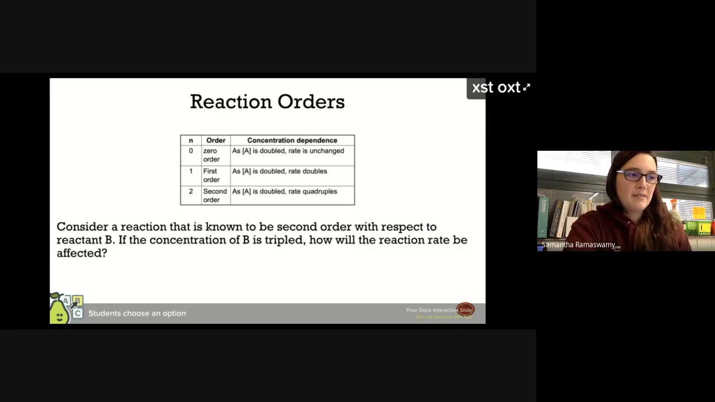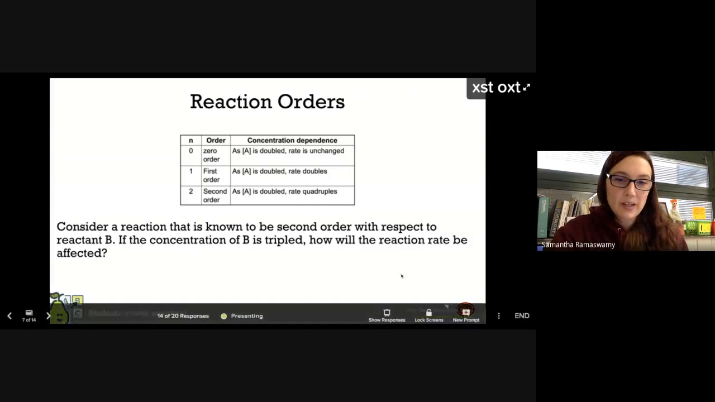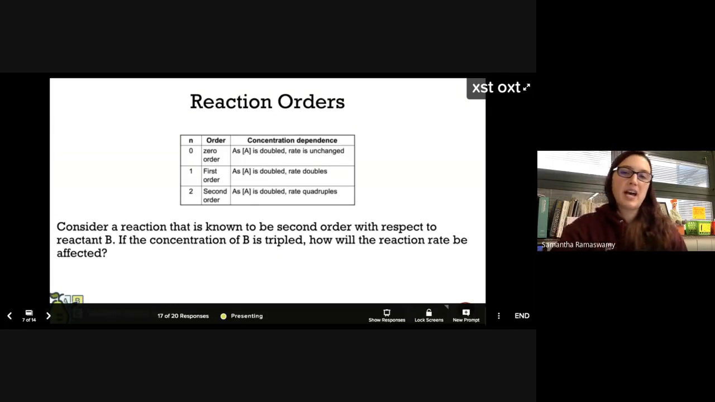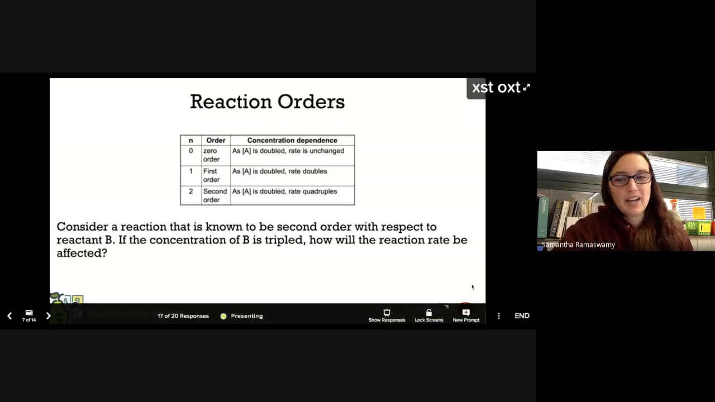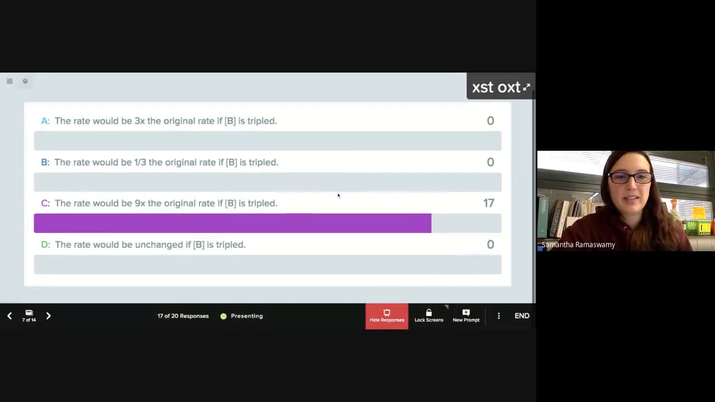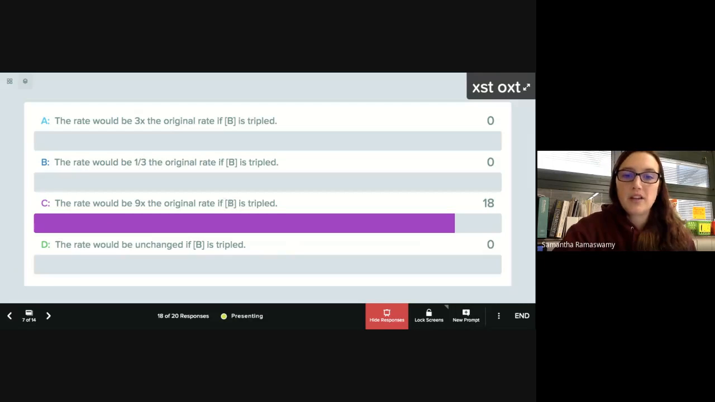Good. And I guess I did just talk about this. All right, so it's second order. So think about whatever you do to concentration, you're doing that squared to the rate. Good. Everybody's picking the same answer for this one. All right, the rate would be 9 times the original rate, because think about if you plug a 3 into the rate law and there's a 2 up as the exponent, 3 squared is 9. So it would be 9 times the original rate.